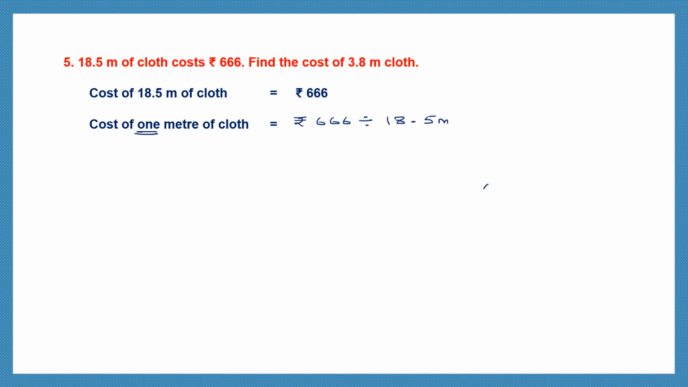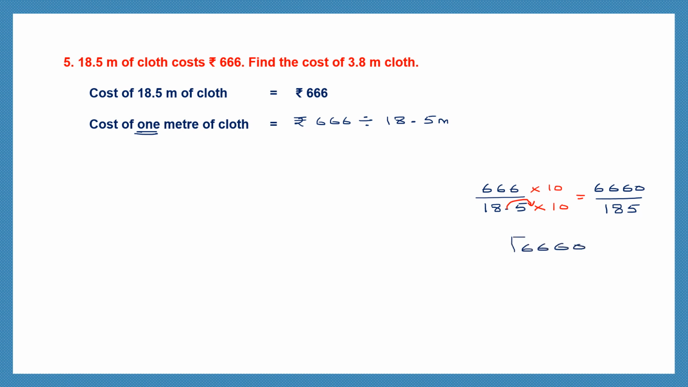So let's do that. So 666 divided by 18.5. Now we are going to make 18.5 a whole number. That means the point has to move one place to the right. For that we have to multiply by 10. So here also we multiply by 10. Then the point moves one place to the right. Now 666 into 10, that's a whole number. So that will become 6,660. And in the denominator we have 185.0 or simply 185.